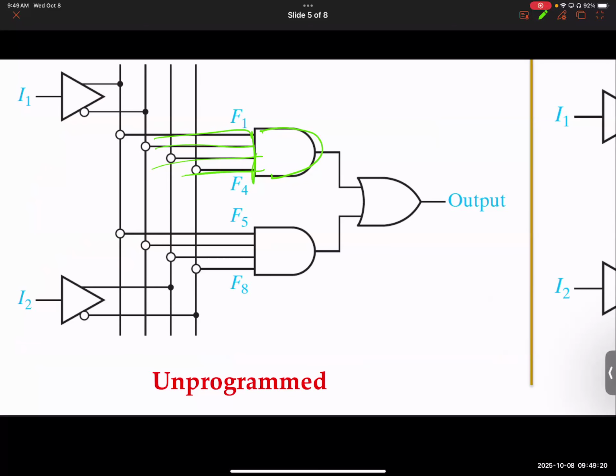Take it or leave it. If you don't need all these 4 inputs, okay, just leave the other inputs. Use the 2 or 3 inputs that you need. Does that make sense? So it's not programmable at the OR level.